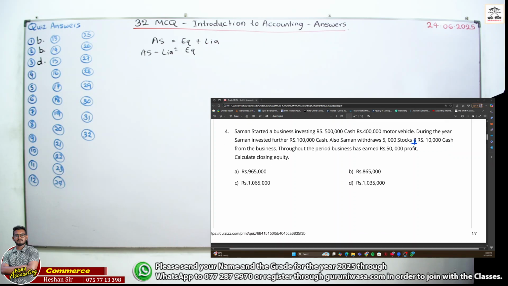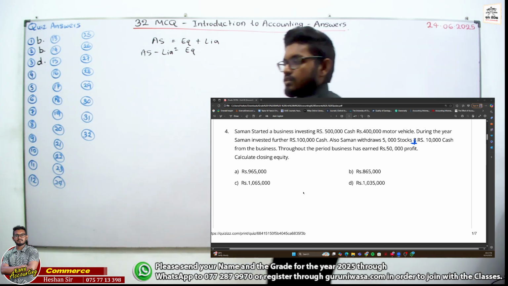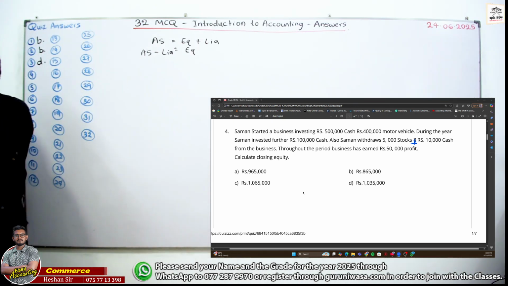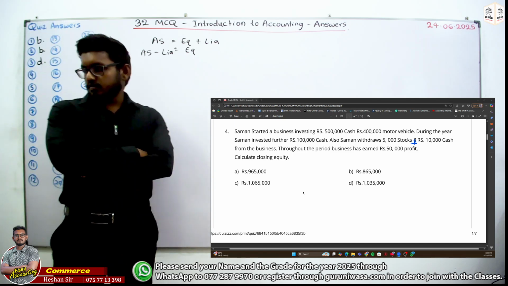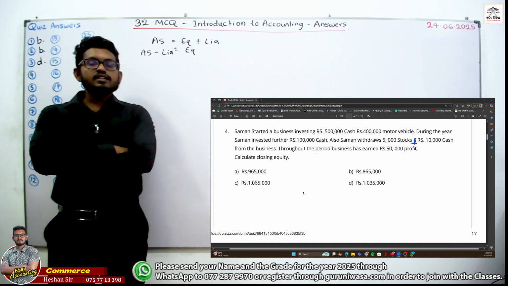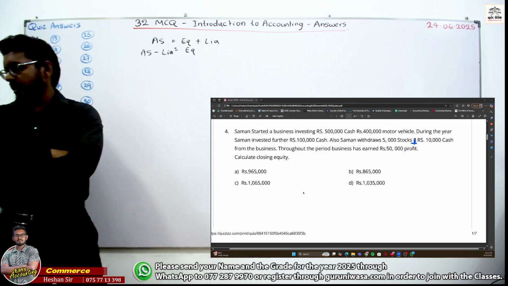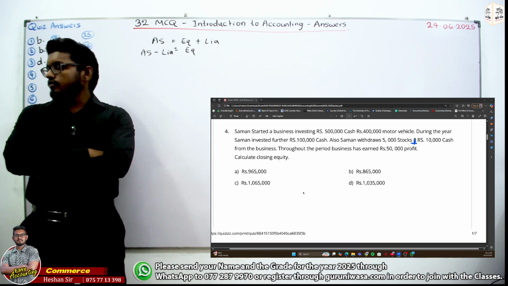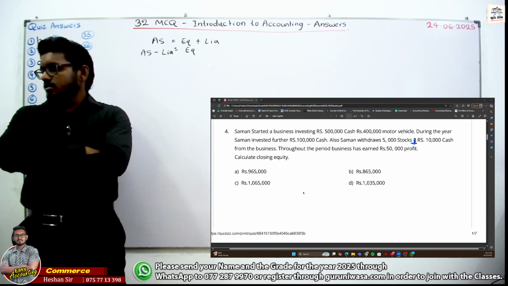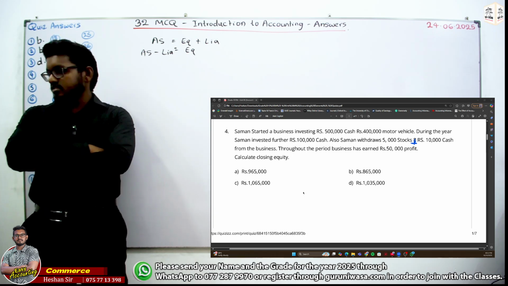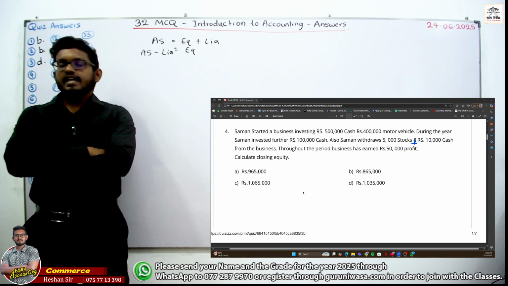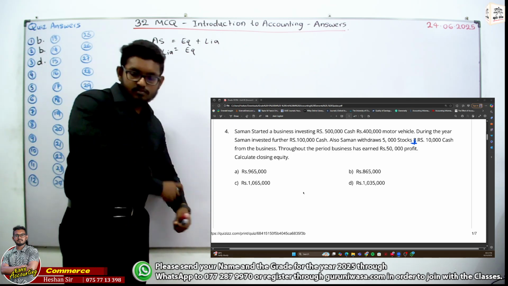Question number 4. Someone started the business investing 500,000 cash and 400,000 motor vehicle. During the year, the owner invested a further 100,000 cash. Also, the owner withdrew 5,000 stocks and 10,000 cash from the business. Through the period, the business has earned 50,000 profit. Calculate the closing equity.